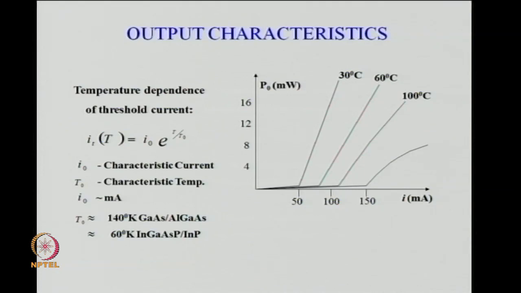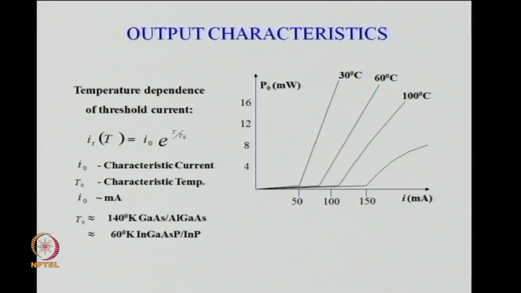Output characteristic. Earlier in the previous graph I had shown just one, but here what is shown is the output characteristic with temperature. And you can see that it is extremely sensitive to temperature. The threshold is here at the bottom. So at 30 degrees if the threshold is 50, you see that at 60 degrees it has increased to some 70 or 80 milliamperes. So threshold is a strong function of temperature, and therefore what is its implication?